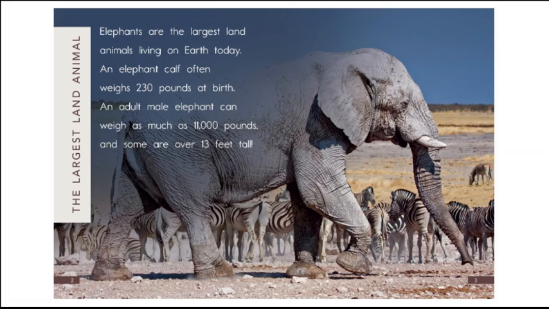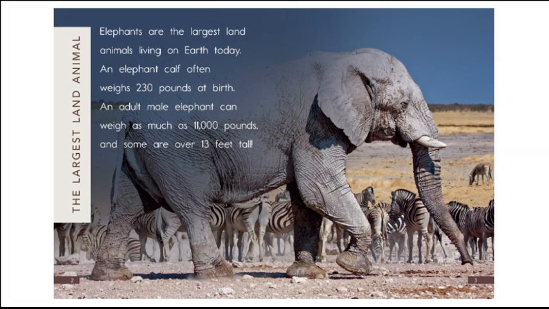It's called The Largest Land Animal. Elephants are the largest land animals living on Earth today. An elephant calf often weighs 230 pounds at birth. An adult male elephant can weigh as much as 11,000 pounds, and some are over 13 feet tall.